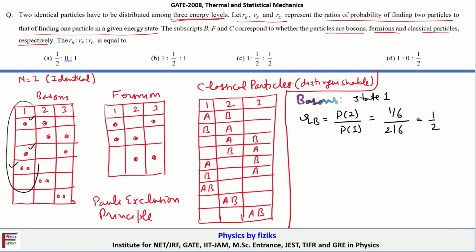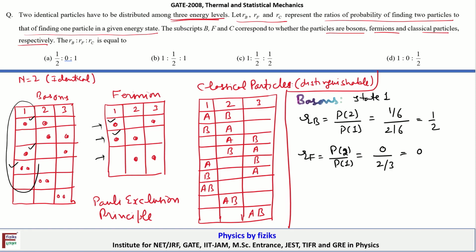Similarly, we will find the ratio for the fermion, RF. So again P2 upon P1, because here we cannot find the fermions together in the same single particle state. So this is P2, that is equal to 0, and then P1, that is equal to 2 divided by 3. So here we are having only these two options, and the total options are 3, 1 2 and 3. So therefore that is equal to 0.